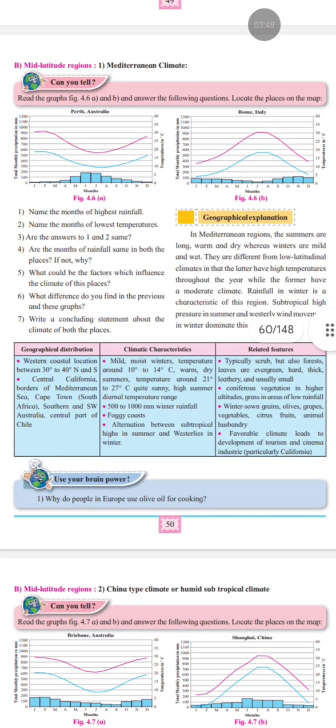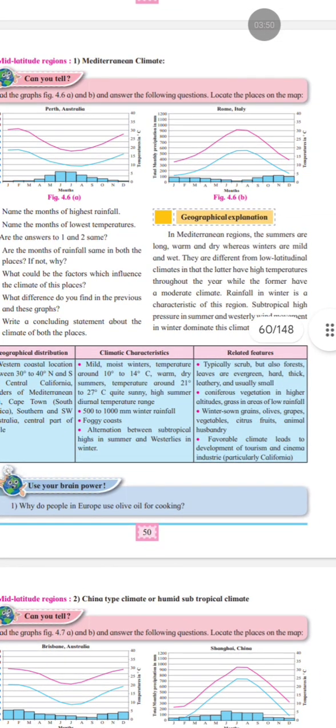Now we will take the geographical explanation. The most important feature of this climate is its summer and winter conditions. Here, summers are long, warm, and dry, while winters are mild and wet. This is different from the low latitude climates that we studied earlier, where temperatures remain high throughout the year. Mediterranean regions have a moderate climate.